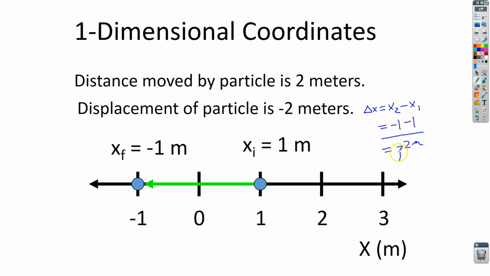So this gives it direction, and that's what makes it different from distance. Once again, distance here is a scalar. So there's no direction here, and displacement is a vector. And so we see that it does have a -2 for its value.